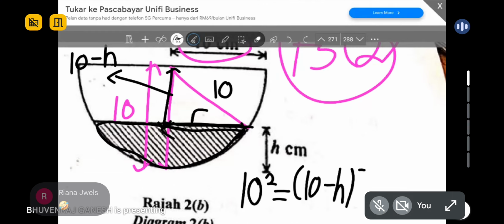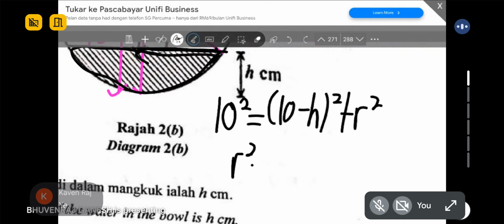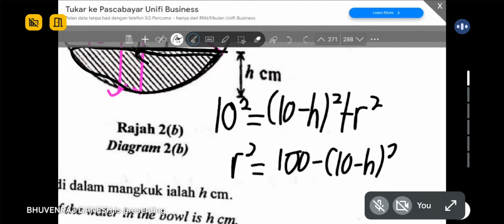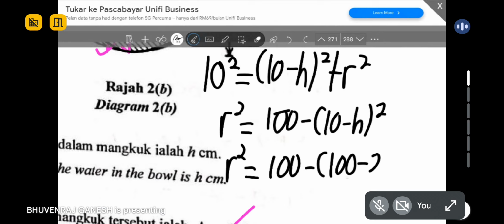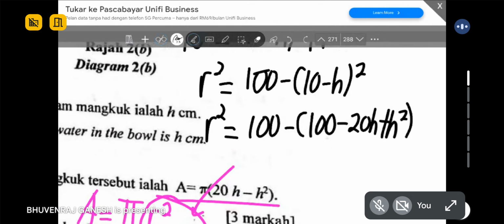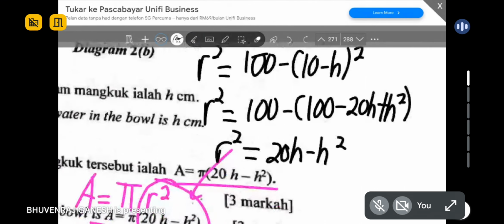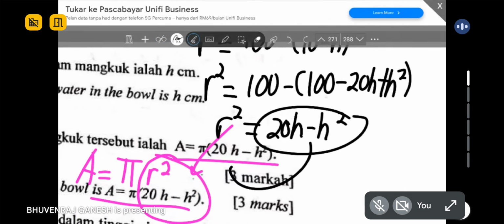So, Pythagoras theorem macam ni kan? Am I right? Okay, so you guys can find R square. So, R square is 10 squared minus 10 minus H square. Correct? So, R square is equal to 100 minus 100 minus 20H plus H square. Saya kembangkan. Expand. Okay, so you get R square equal to 20H minus H square. Can you guys see that? Sama tak guys? Can you see? Exactly the same. 100% sama.